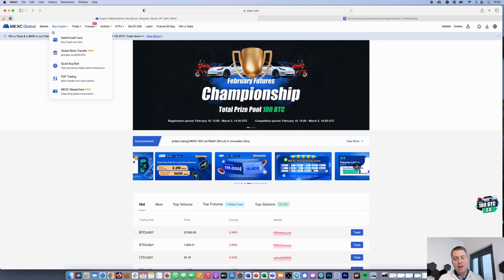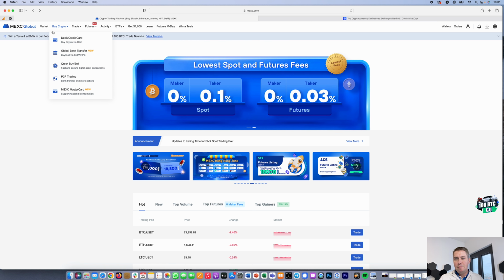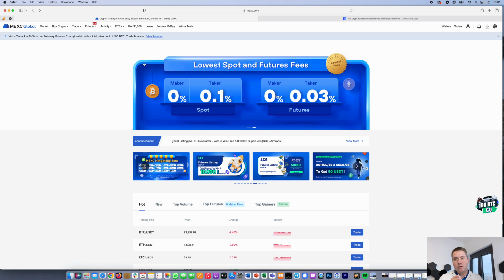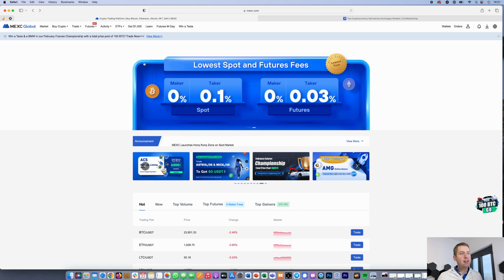So the best way really is to have an account on some other exchange, like Coinbase for example, buy some cryptocurrency there and send it over to MEXC Global. Then you can use MEXC Global, for example, to trade futures, because that's something you can't do on Coinbase, but that's something that you can do here.